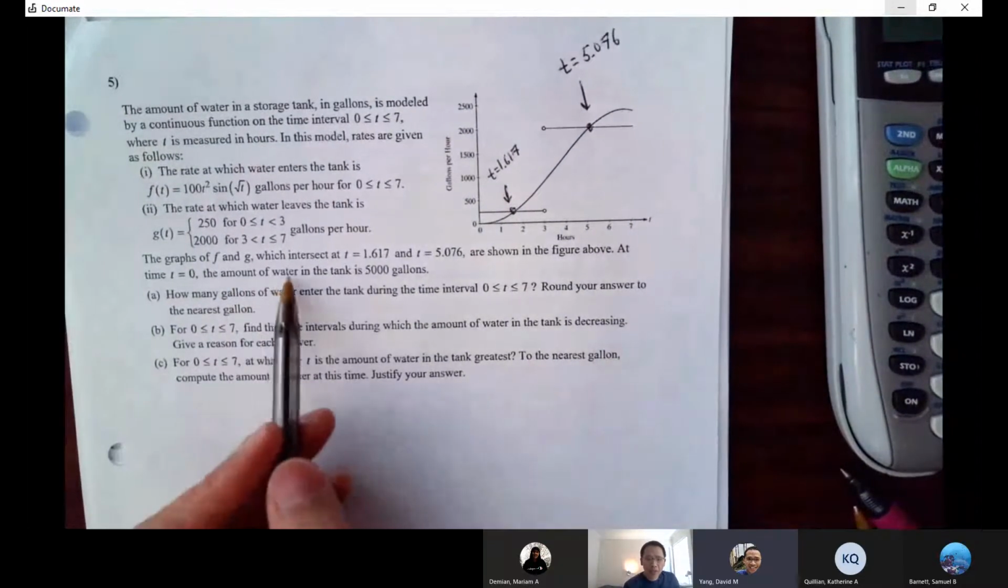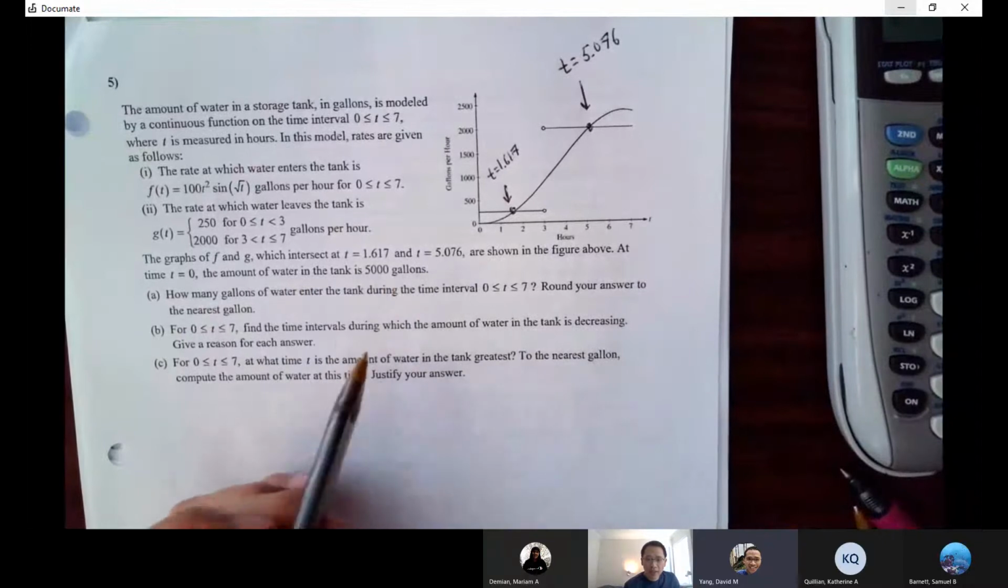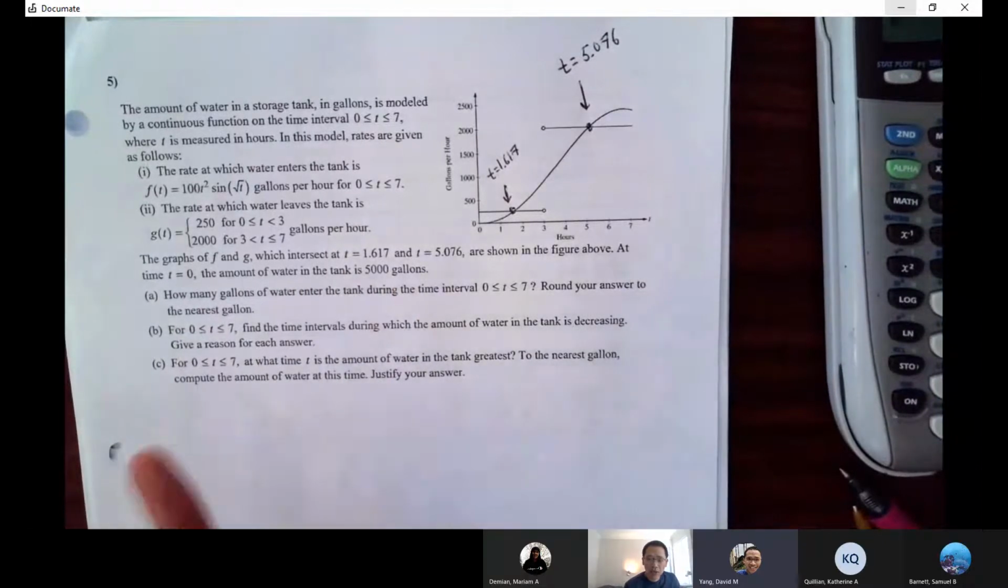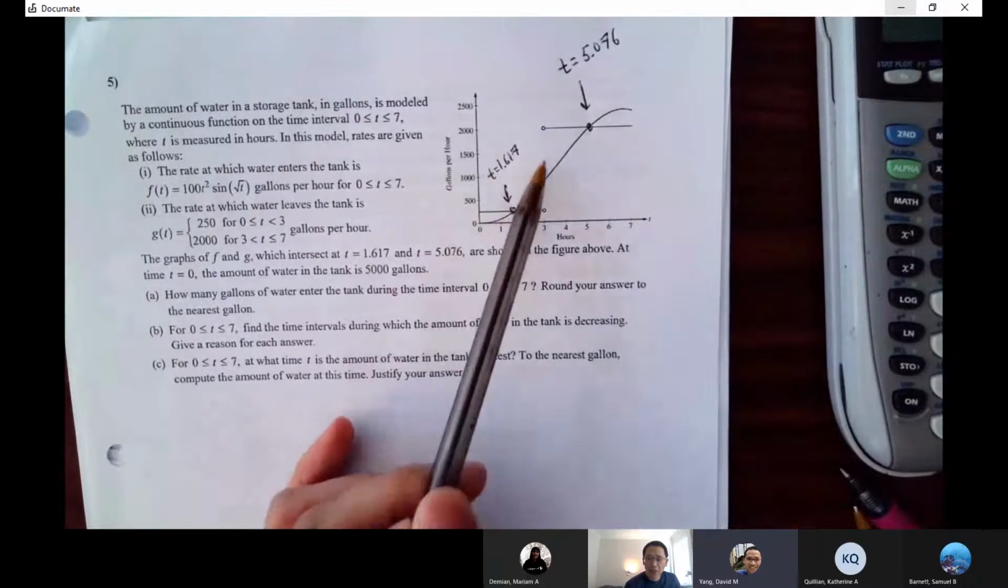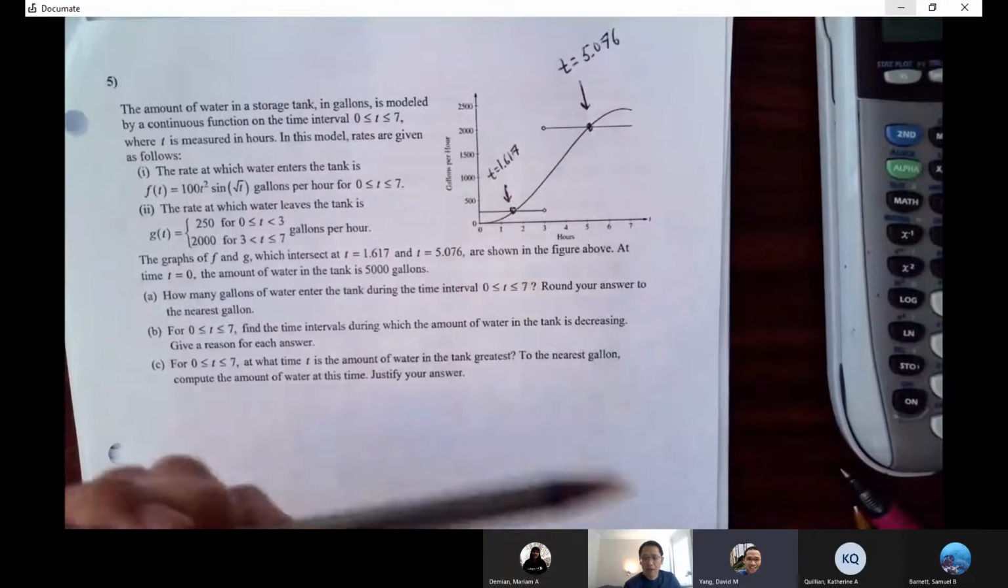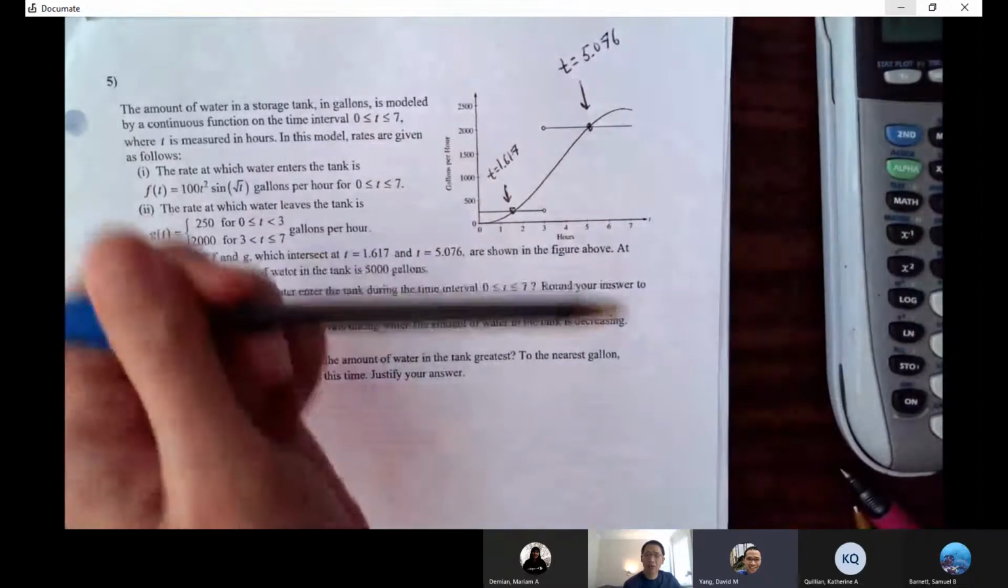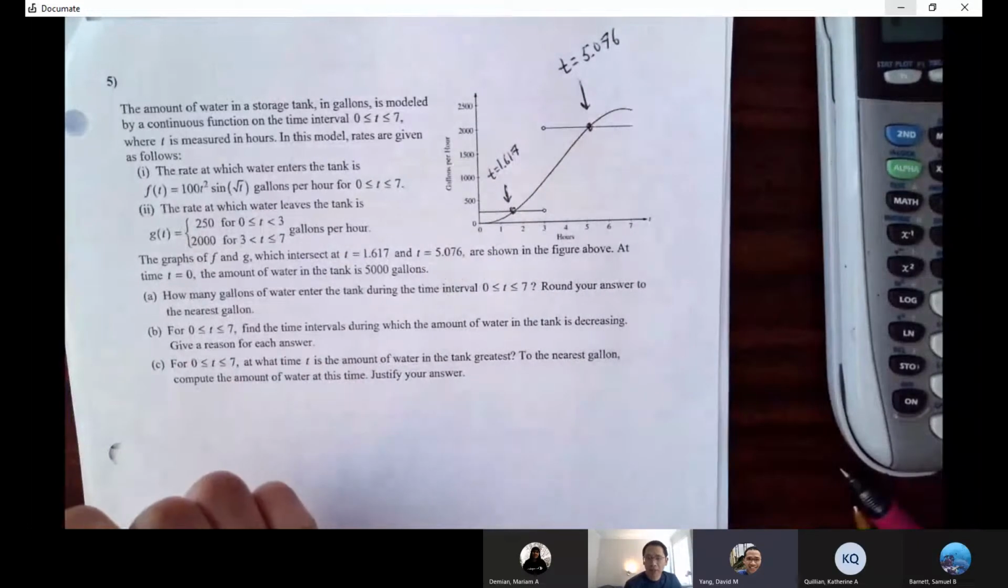And then at t equals 0, the amount of water in the tank is 5,000 gallons. So there's water in the tank to begin with, but you can imagine because of these rates, the amount of water in that tank is going to rise and fall depending on what's happening at that moment in time.